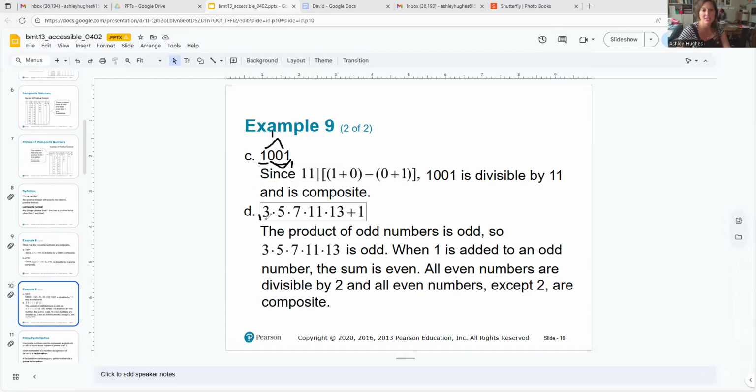This guy is even. This is an interesting concept: if I multiply all these odd numbers together, I'm going to get an odd number. And then if I add 1 to any odd number, you're going to get an even number. And every even number is divisible by 2. So that would be a composite number.